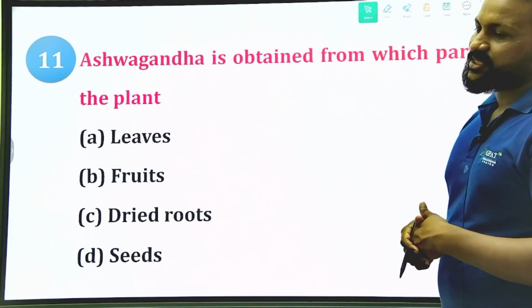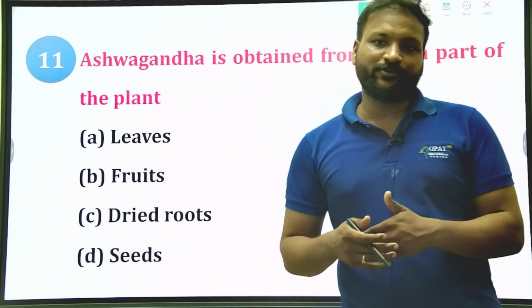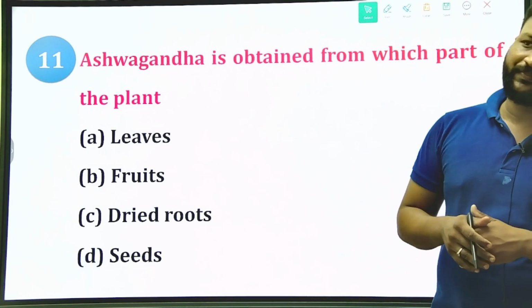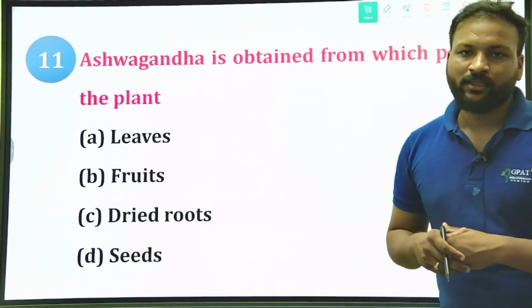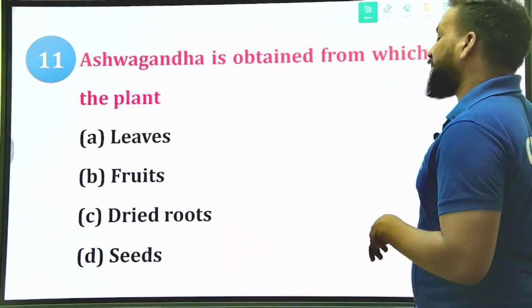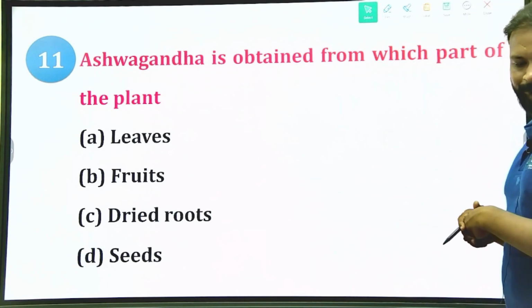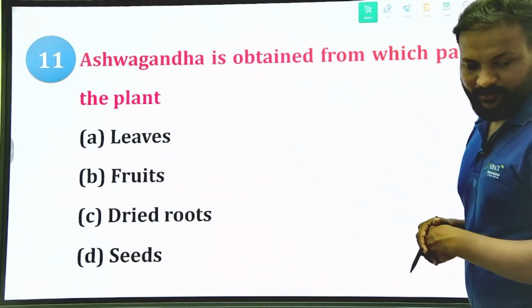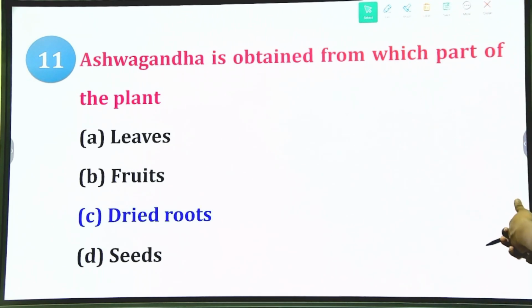So, ashwagandha is obtained from which part of the plant? Yes, ashwagandha, Withania somnifera. Withanolides, withaferin is the chief constituent. But ashwagandha is obtained from either the leaf, fruits, dried roots, or seeds. Comment your answer. Ashwagandha is obtained from which part of the plant? Yes, it is obtained from the dried roots.